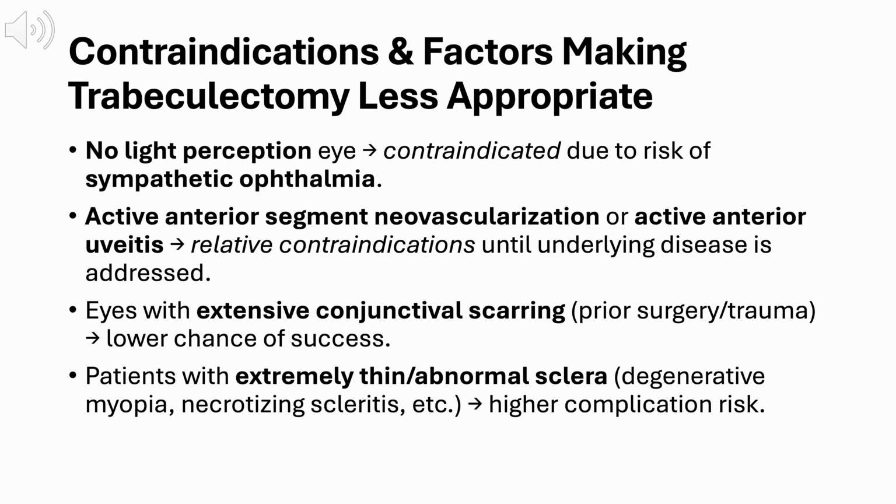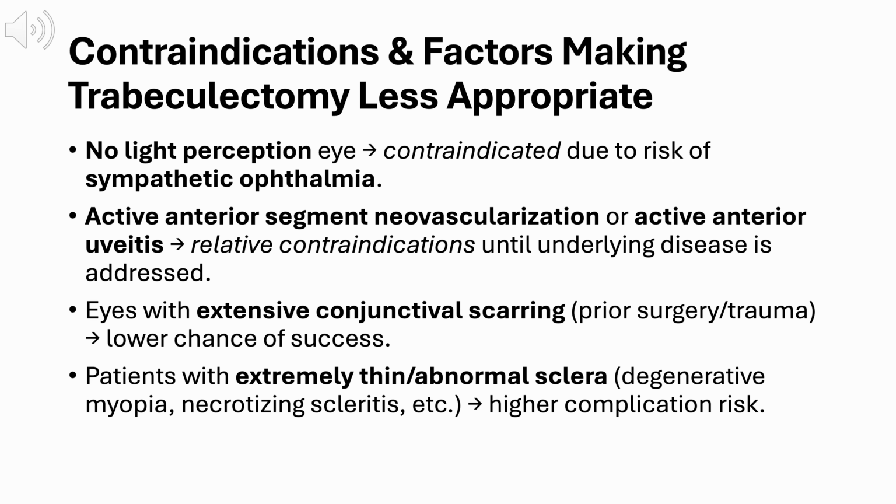There are also situations where trabeculectomy is either inappropriate or unlikely to succeed. An eye with no light perception is the clearest contraindication, largely because creating a fistula introduces a small but real risk of sympathetic ophthalmia to the seeing eye. Active neovascularization or uncontrolled anterior uveitis are relative contraindications. They need to be stabilized before filtration can be considered.